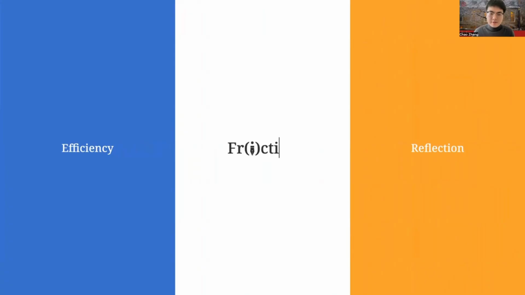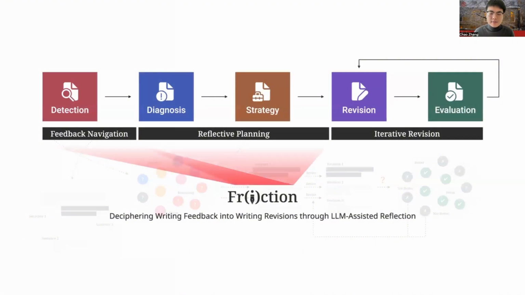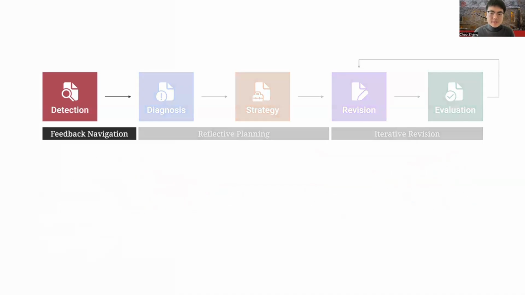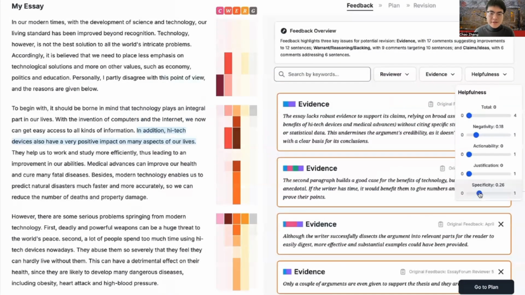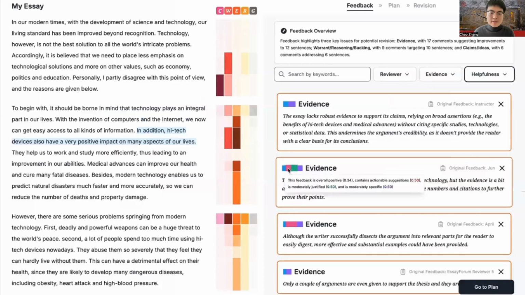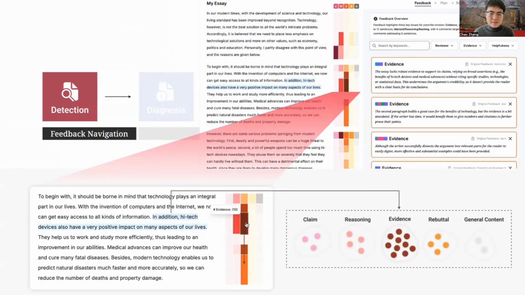In this paper, we introduce Friction, a novel interface designed to help novice writers decipher extensive writing feedback into iterative writing revisions through LLM-assisted reflection. First, Friction breaks down lengthy feedback into smaller individual feedback units, identifies writing problems, and predicts the sentences that each issue targets. The feedback distribution is presented in a co-located heatmap to help users navigate between feedback and sentences.